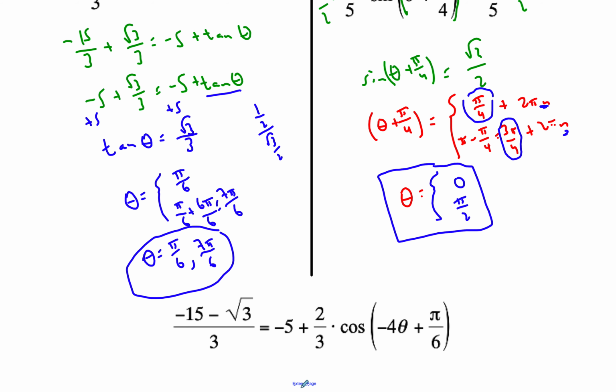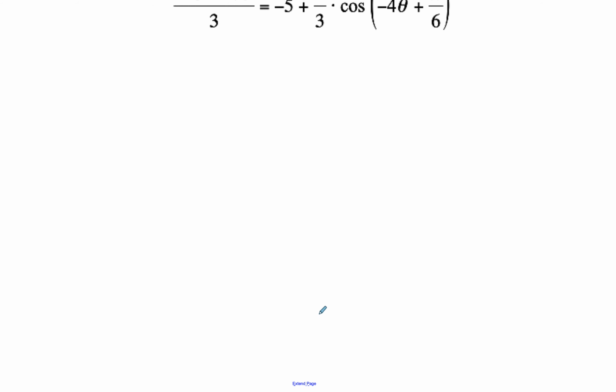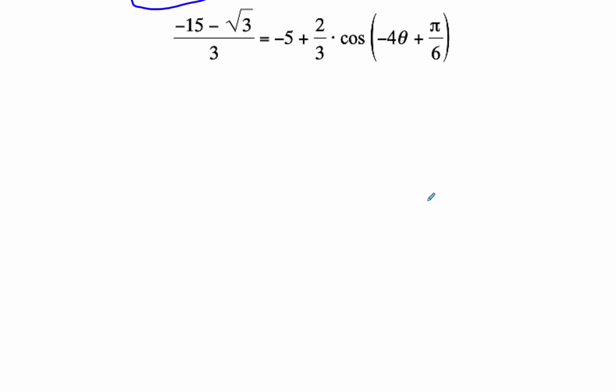Hey, look at that. Our final example has a period shift. Okay, so brace yourselves here. I'm going to give you a couple of things at once. Negative 15 over 3 is negative 5. Negative root 3 over 3 is negative root 3 over 3, right? So I'm just simplifying this. Negative 5 plus 2/3 cosine. Now I'm copying a whole bunch of stuff. Negative 4 theta plus pi over 6.